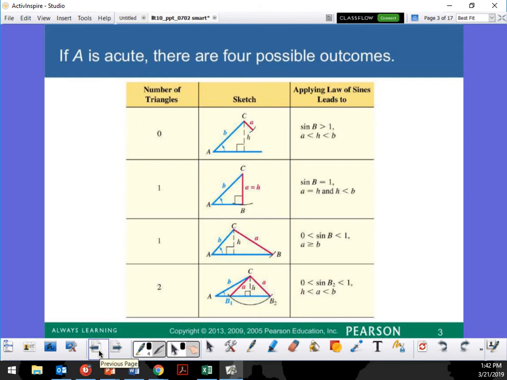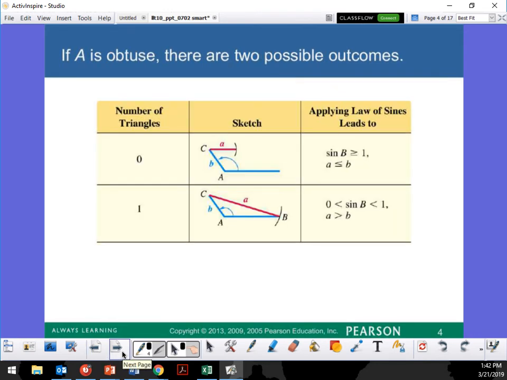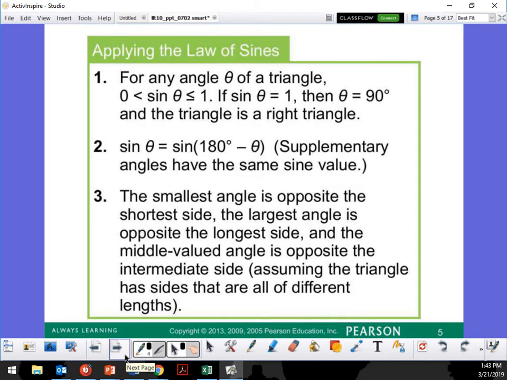Two triangles would be, hold on, here it is. The smallest angle is opposite the shortest side. The largest angle is opposite the longest side. And the mid-value angle is opposite the intermediate side, assuming the triangle has sides that are all of different length. Same thing right here. This is also equal to sine of 180 minus whatever that value. Supplementary angles all have the same value.